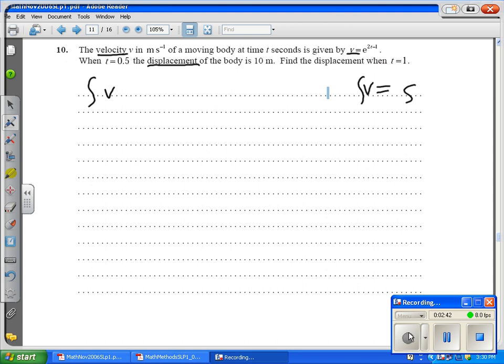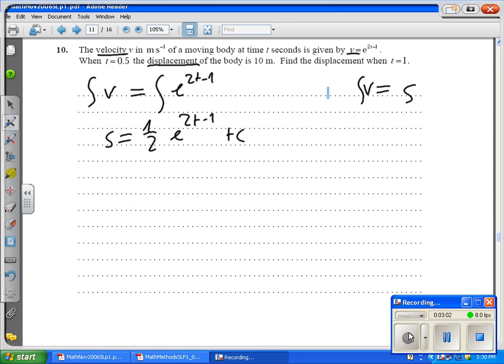Integrating velocity equals integrating e to the power of 2t minus 1. So this will give me s equals half e^(2t minus 1) plus c. This is a simple integration.